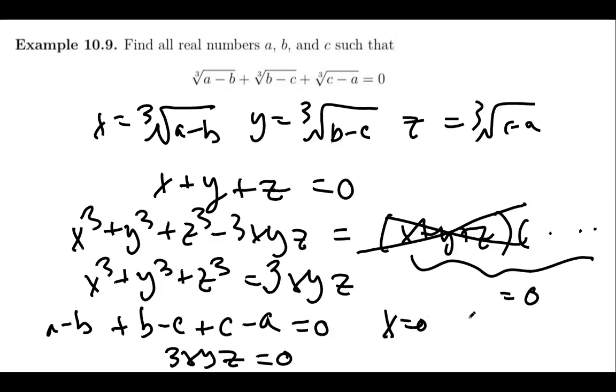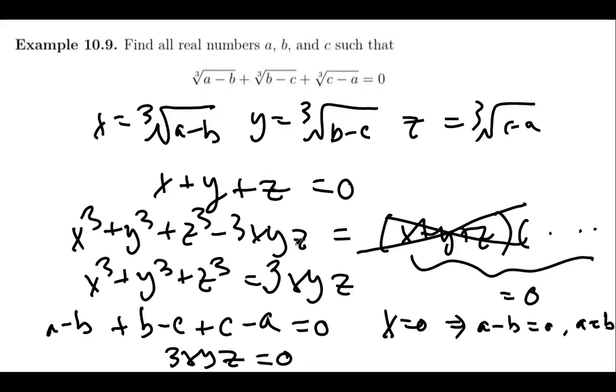In that case, a minus b equals 0. So a equals b. And if that's true, then the rest of the equation here also holds, because if you plug in b minus c and c minus b here, they are the same thing but opposite, and they cancel each other out and equal to 0.